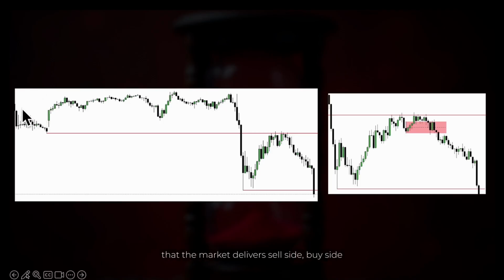And what you see is that the market delivers sell side, buy side, and eventually it offers sell side through this low right here with this CB. And therefore what you can anticipate is that the market has to offer buy side into that again. Why? Because we saw twice sell side delivery and we saw once buy side delivery. Let me repeat that. Sell side, buy side, sell side.